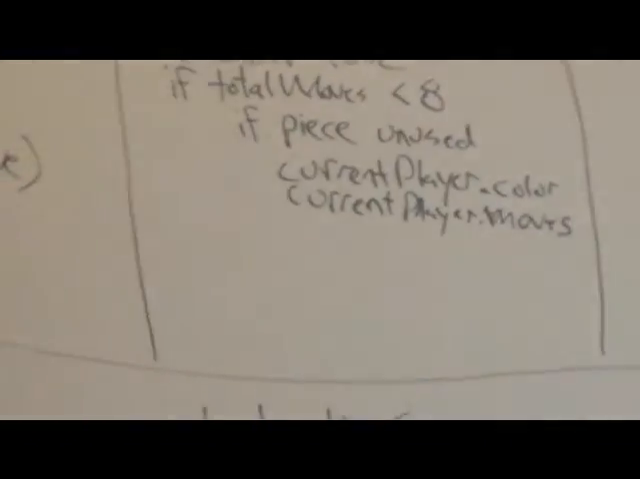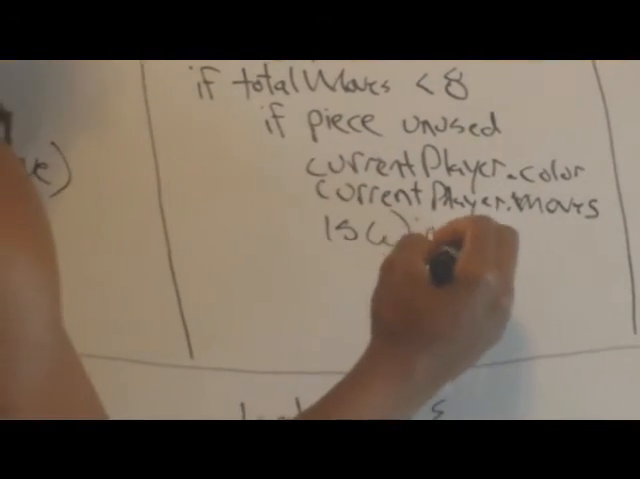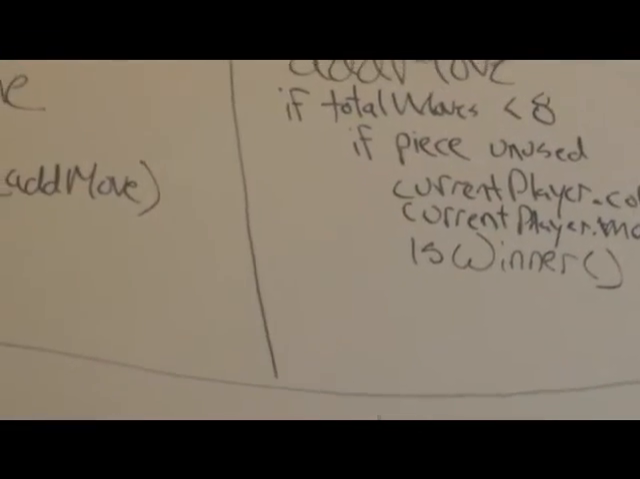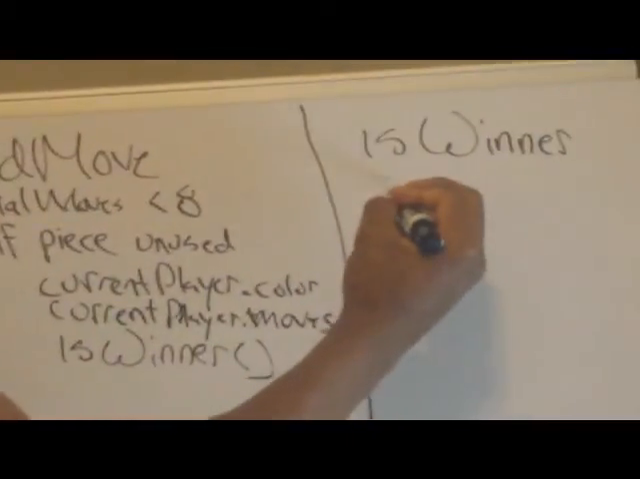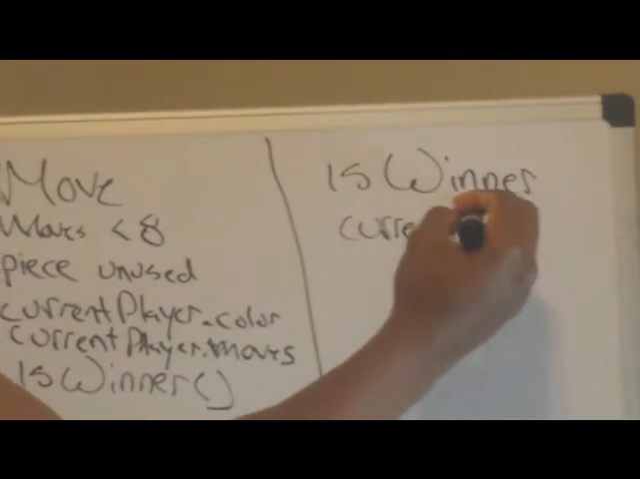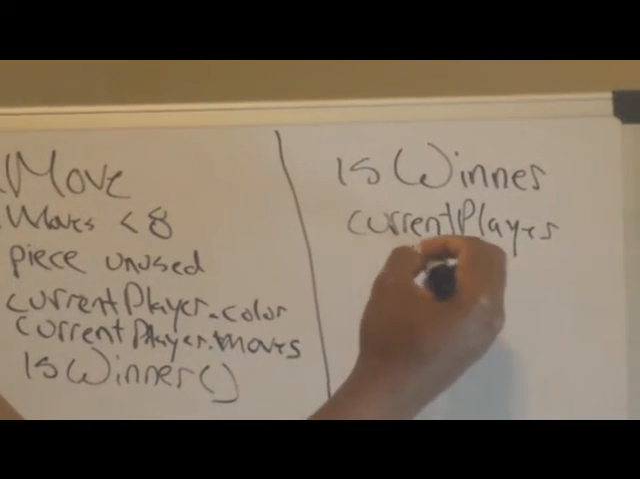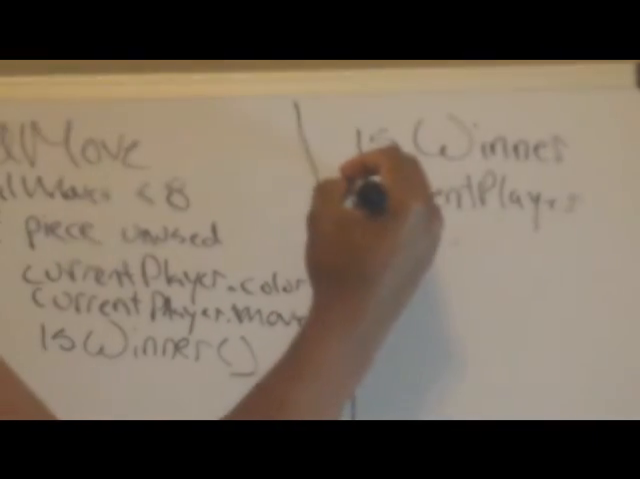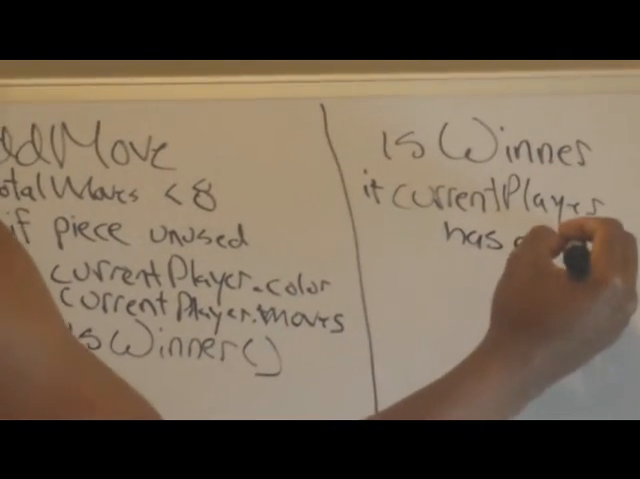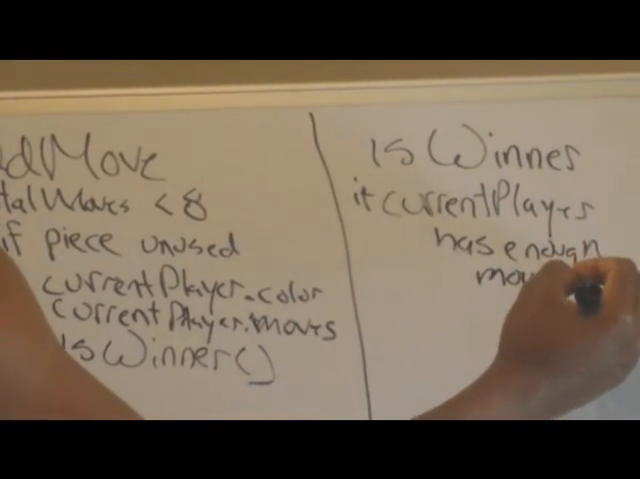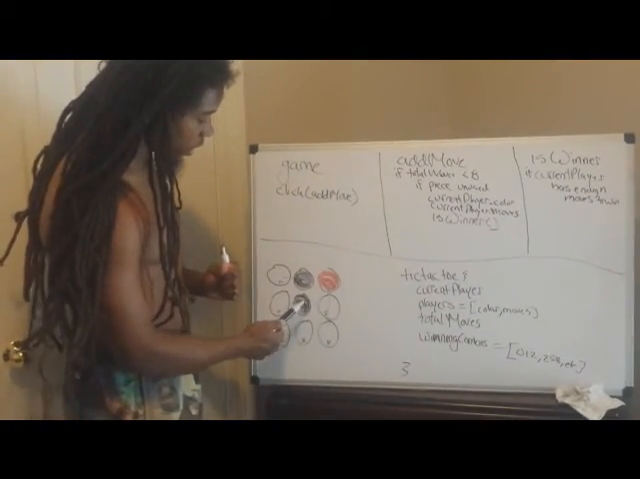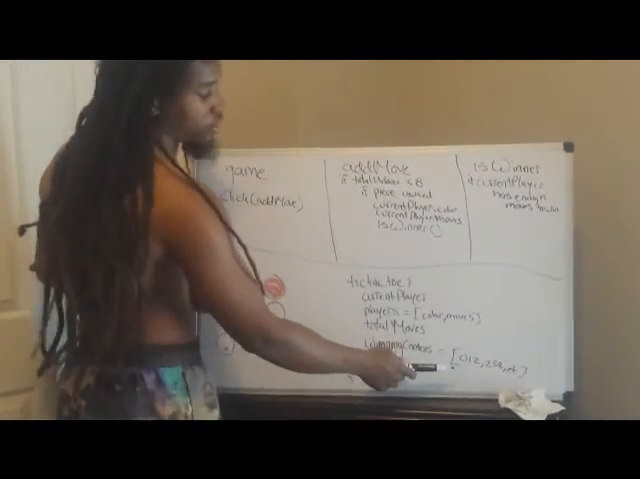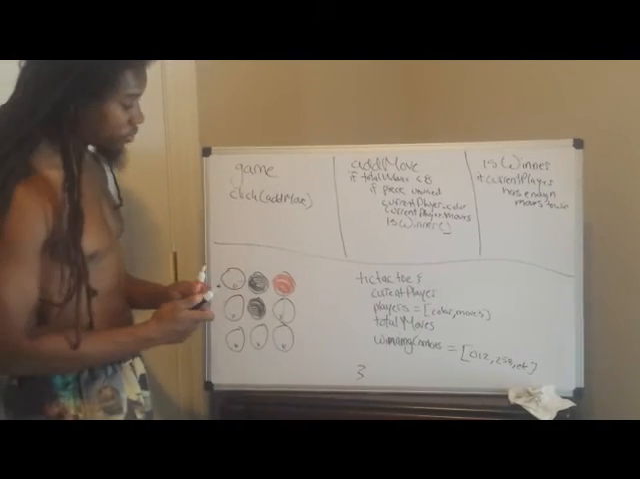Now, after we've updated the color on the game piece and we've updated the moves for that particular player, we're going to call isWinner. Right? Because now it's time to see, do we have a winner? In our isWinner function, the only thing that we're going to be doing is looking at the current player and seeing if the current player has enough moves to win. So for example, currently our black player would have 1 and 4. So whenever we check our winning combos, there is no 1 and 4, mainly because that's only 2 moves.